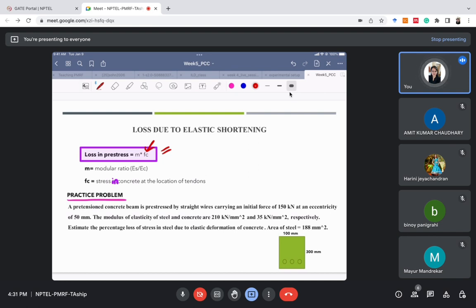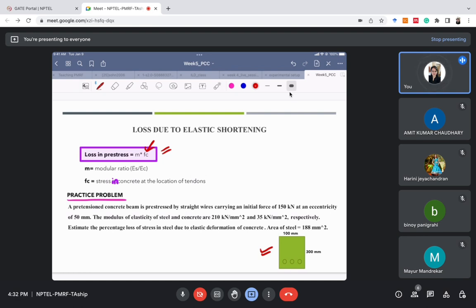So, okay, I'll discuss one practice problem here, and you'll see how easy this problem is. The problem is: a pre-tensioned concrete beam is pre-stressed. This is the concrete beam which is given to us. The dimensions are 100 by 300. Just try to solve it with me, and let's mark the given things.